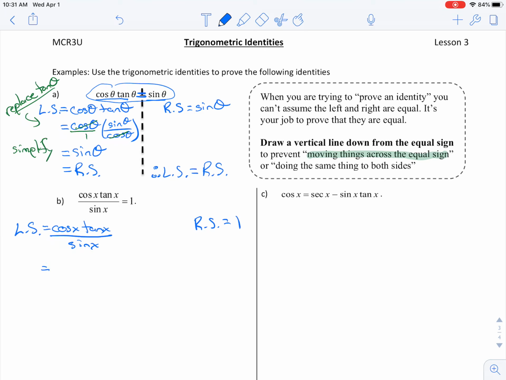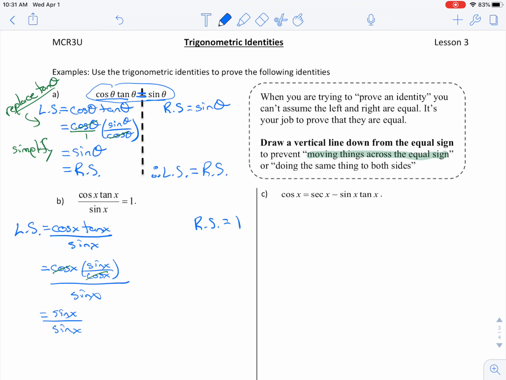Okay, so we look for things that we can replace. This one you could probably even try yourself. I've got tangent. Tangent is the same as sine over cos. So I've got sine x over cos x, and that's all over sine x. Again, after we replace something, generally we can simplify. Cos can go away. This looks quite similar to the first one. So I end up with sine x over sine x.